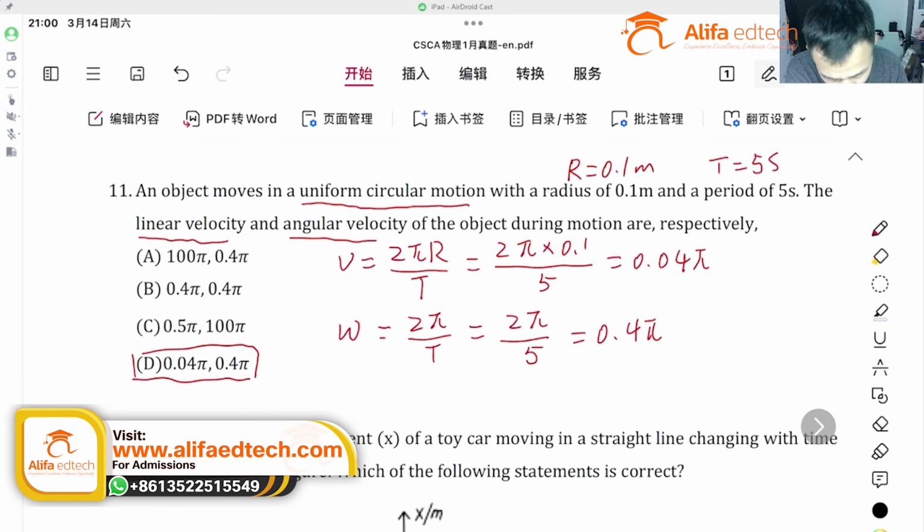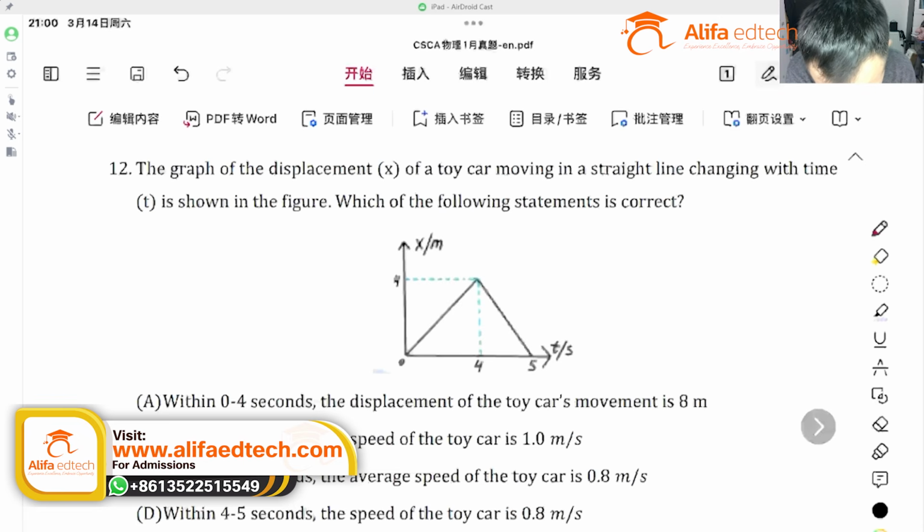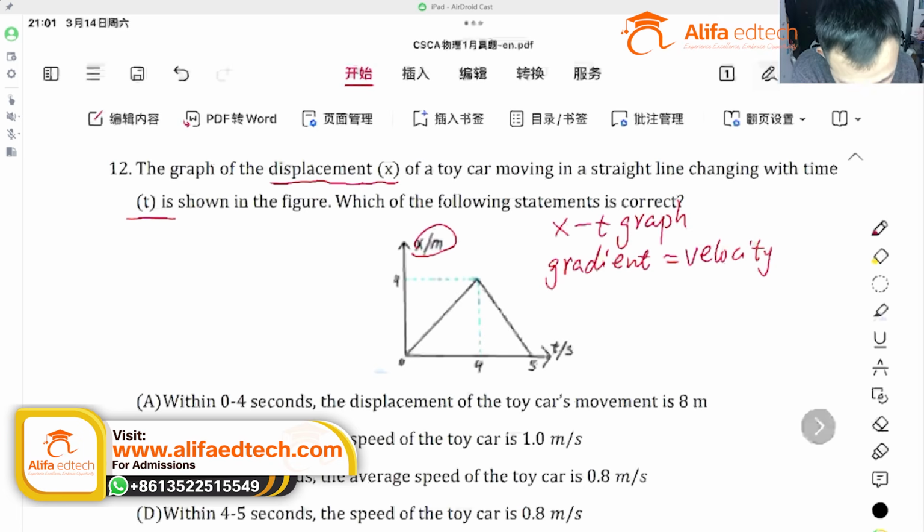Okay, let's look at the next one. 第12题，那么他说了一个 displacement-time graph. In a displacement-time graph, we must know the gradient. The gradient represents velocity. As it moves in a straight line, it also represents speed.